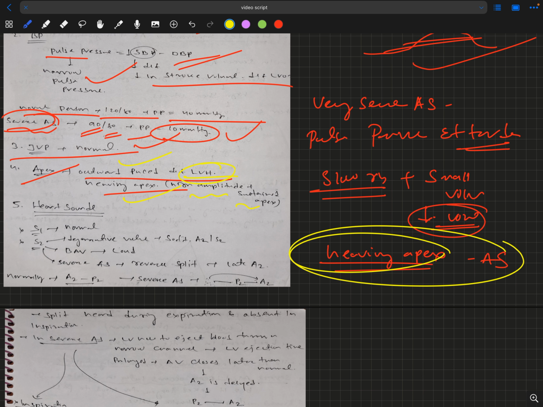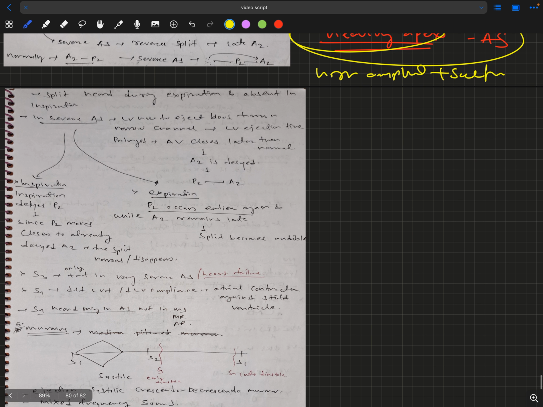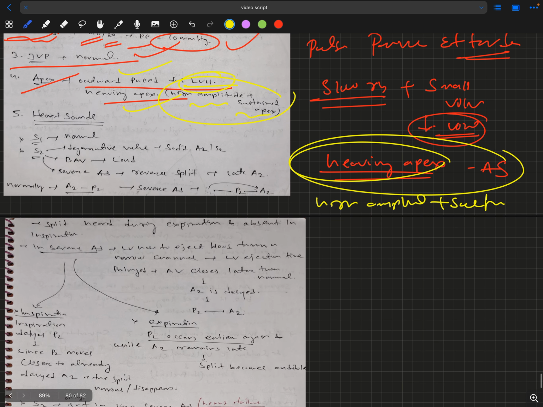High amplitude and sustained apex. Heaving apex means high amplitude plus sustained apex. When you feel the apex beat, it is high amplitude and is sustained for some period of time. It is called heaving apex and it is seen in case of aortic stenosis. Another thing we see here: what happens to heart sounds? S1 is normal. S1 is due to closure of mitral and tricuspid valves. It is normal in case of aortic stenosis.